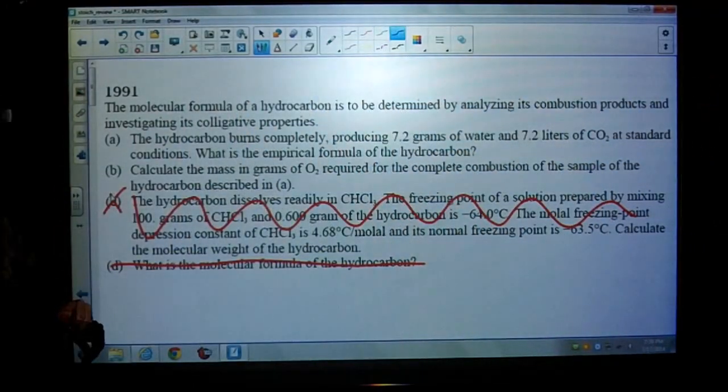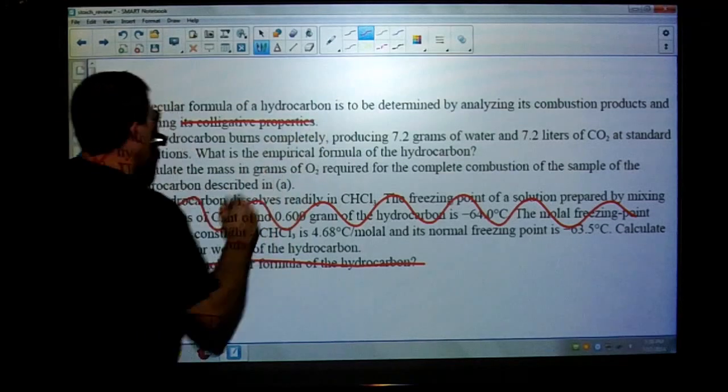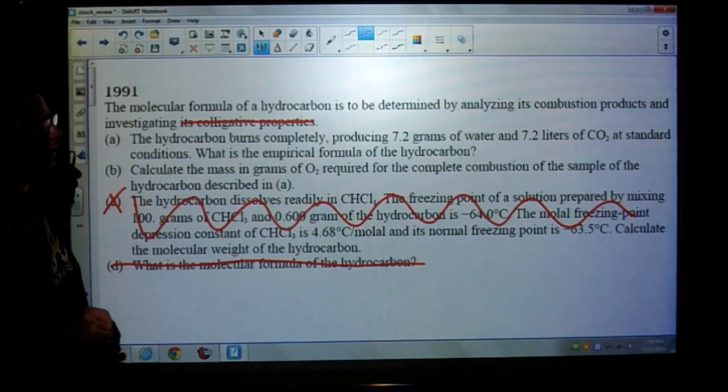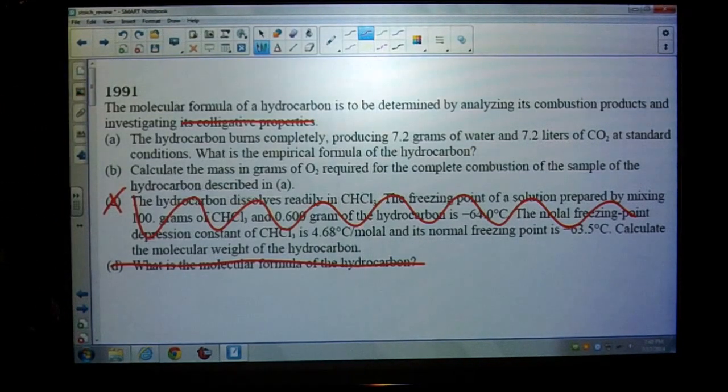The question reads, the molecular formula of a hydrocarbon is to be determined by analyzing its combustion products and investigating its colligative properties, which we will not be doing. Part A says the hydrocarbon burns completely, producing 7.2 grams of water and 7.2 liters of carbon dioxide at standard conditions. What is the empirical formula of this hydrocarbon?